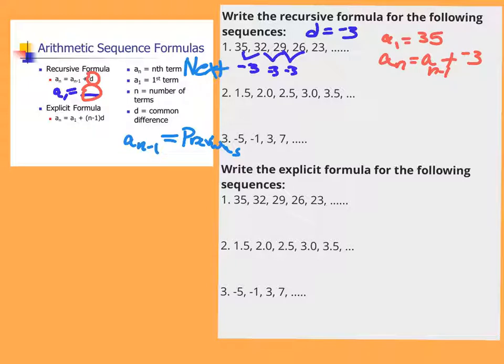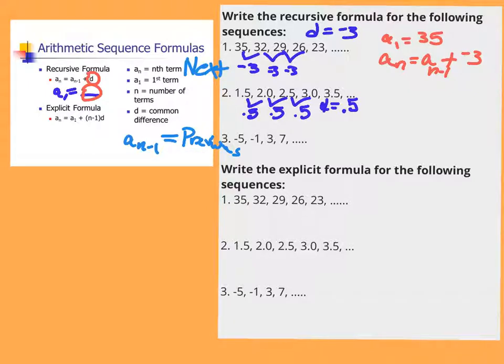Let's look at number 2. In number 2, I can see that my sequence is increasing by a little bit. It goes from 1.5 to 2, so that's a 0.5 increase. From 2 to 2.5 is a 0.5 increase. From 2.5 to 3 is 0.5. So I would say that my d value is equal to 0.5.